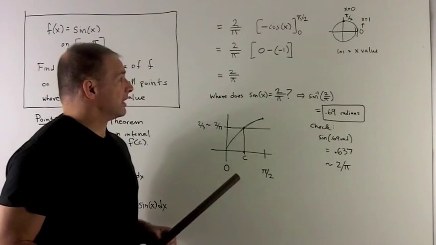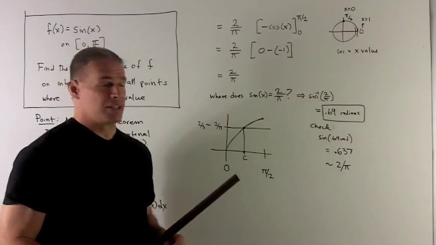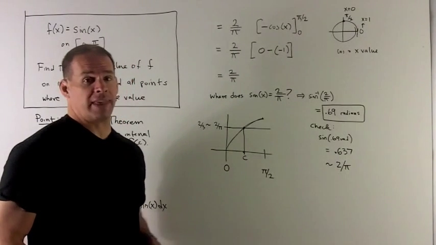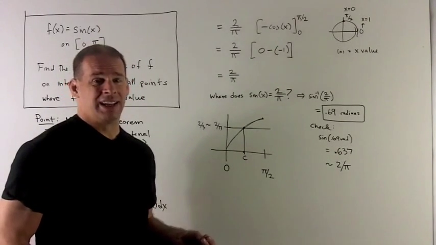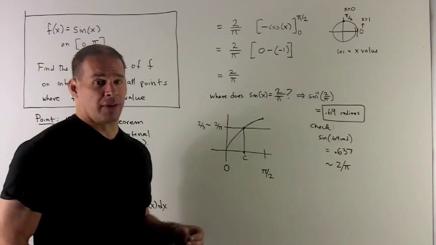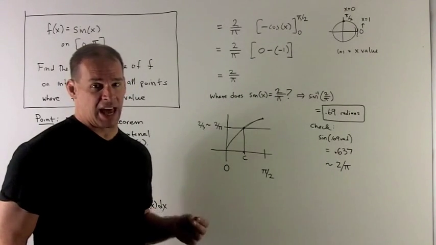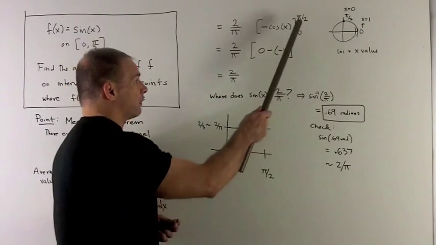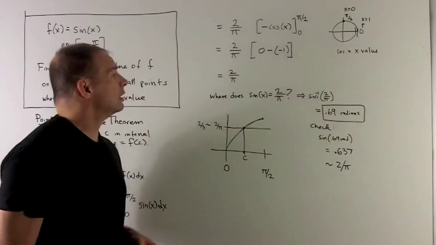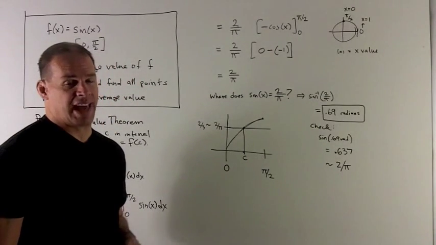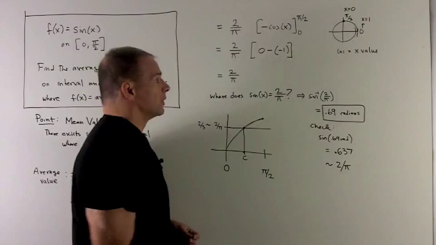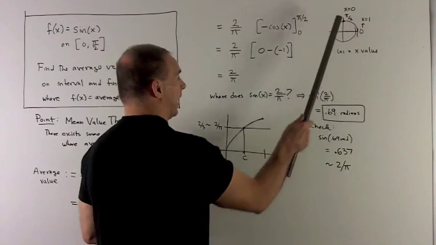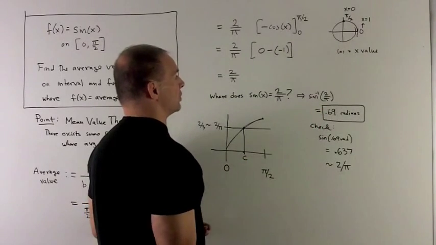Take the antiderivative of sine of x. That's going to give me minus cosine x. To check on that, the derivative of cosine is minus sine, so the derivative of minus cosine just gives me sine, so that agrees with my integrand. We're going to evaluate from 0 to pi halves. Remember, cosine is just the x value on the unit circle. So at 0, the x value is equal to 1, and at pi halves, the x value is equal to 0.